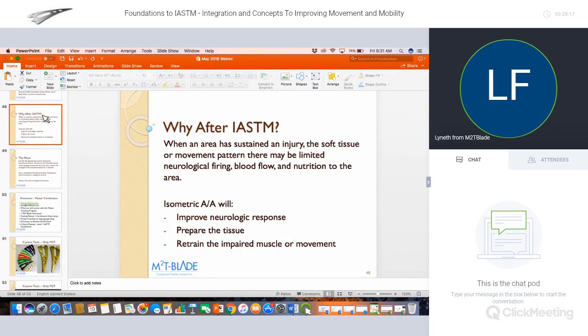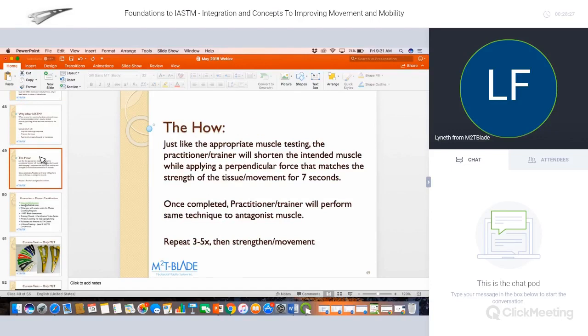Firing of blood flow and nutrition to the area. When I perform isometric agonist-antagonist retraining, we improve neurological response, prepare the tissues, and retrain muscle movement right away. How we do it: just like the appropriate muscle testing, the practitioner or trainer will shorten the intended muscle while applying a perpendicular force that matches the strength of the tissue movement for 7 seconds. Once completed, the practitioner or trainer will perform the same technique on the antagonistic muscle. We'll repeat 3 to 5 times and then go into our strengthening.